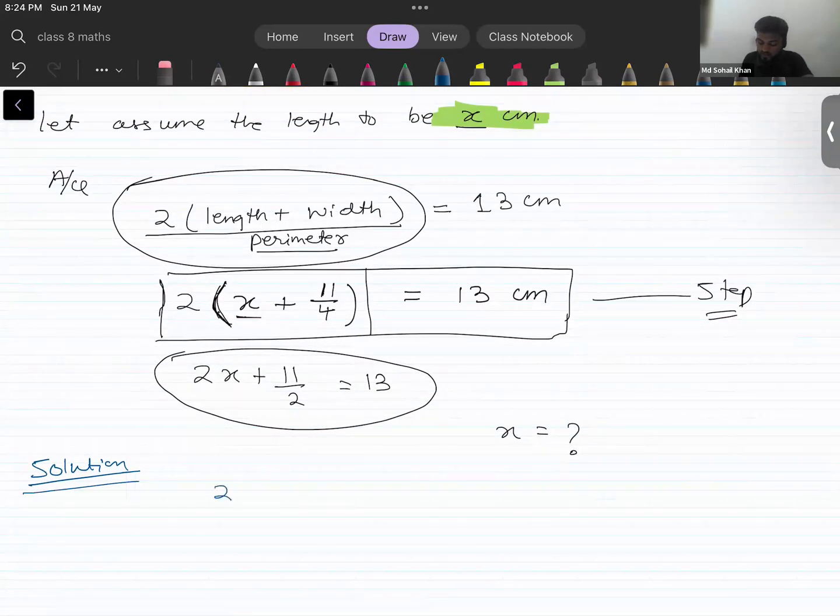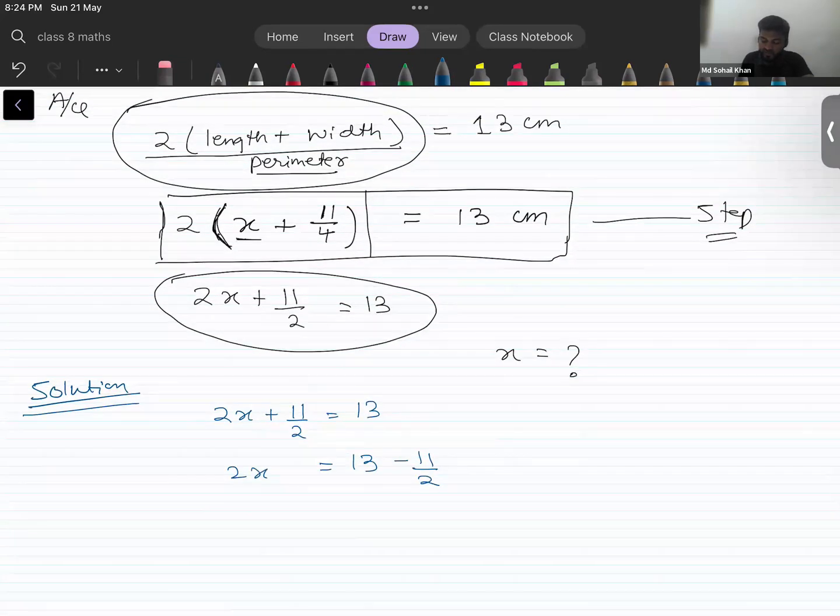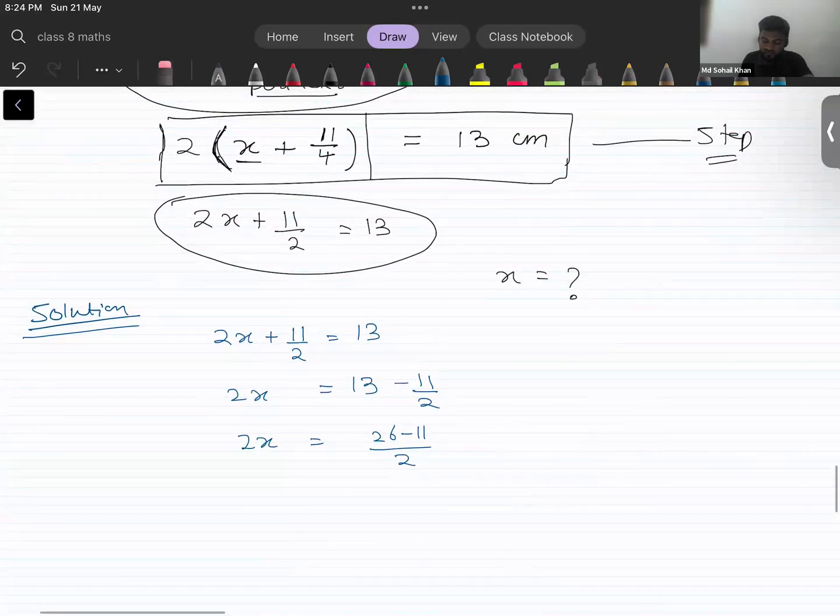Okay. 2x plus 11 upon 2 equals to 13. Now you will transpose 11 upon 2 to the right side. That will become 13 minus 11 upon 2. Match my steps with yours. So we will take LCM. So it is going to be 26 minus 11. Then 2x equals to 15 upon 2.